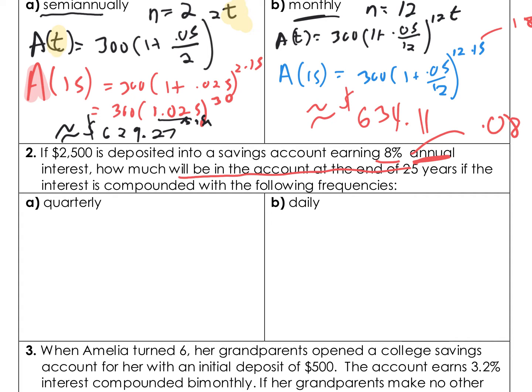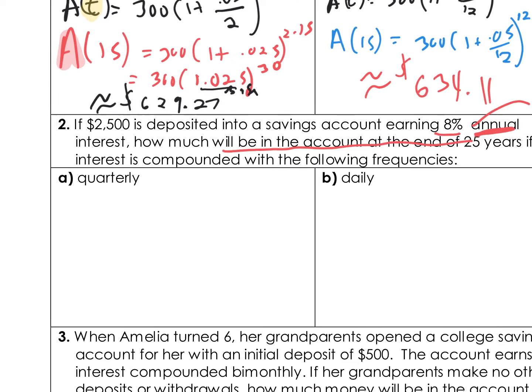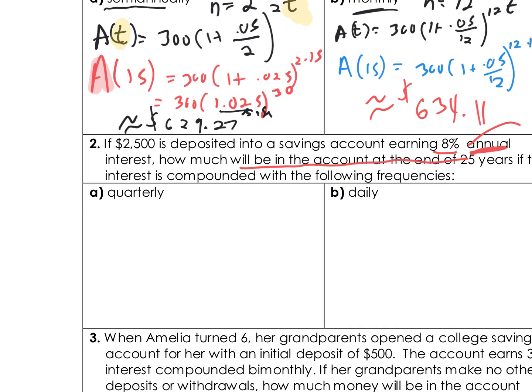How much will be in the account at the end of 25 years if the interest is compounded, and we're doing it quarterly? So we're still talking about the annual interest rate, and the time period is a year. How many times would I be compounding if it's quarterly? What do you think quarters mean? 4.